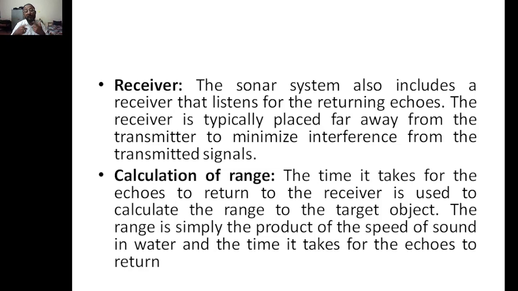Next, calculation of range. First, the approximate range needs to be calculated, how far it is. The time it takes for the echoes to return to the receiver is used to calculate the range of the object. So indirectly they are measuring how much time it takes to come back. Experimentally it is tested earlier and optimized, and that device will be used in the application. That gives the approximate distance.